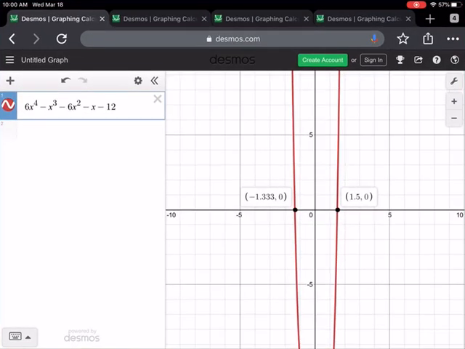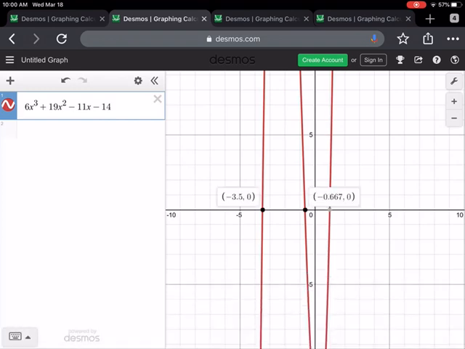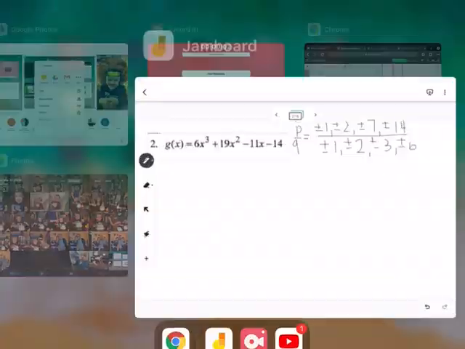Let's go to Desmos, my second function, 6x cubed plus 19x squared. We see the 3 here, so we know negative 3.5 is a probable, most definite root, but we're going to show it and make sure we get a remainder of 0. Negative 0.667, and then you can see the 1, 0. So back to synthetic division.